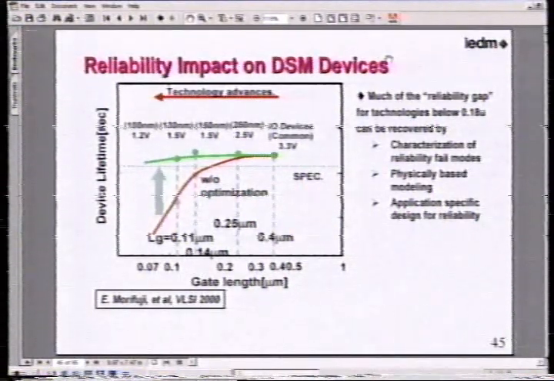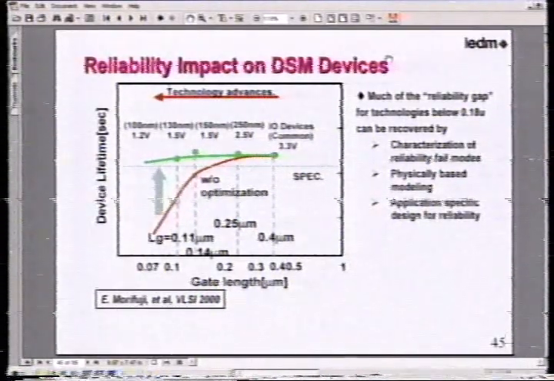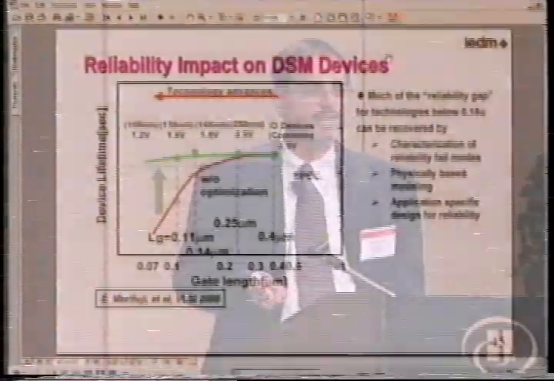The important thing here is, in order to manage the reliability gap, you have to do the same kinds of things. Characterization of the reliability fail modes, what kind of reliability fails you are getting, get as physically based as possible in modeling reliability, and then doing application-specific design for reliability. And this will become obvious when I talk about how you generate a reliability spec.